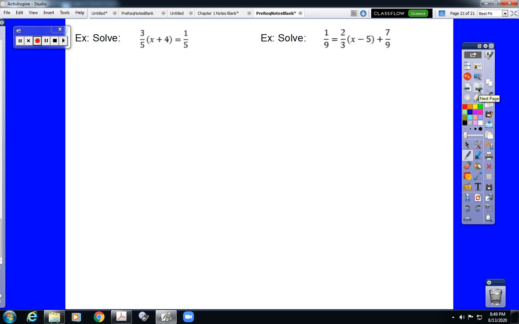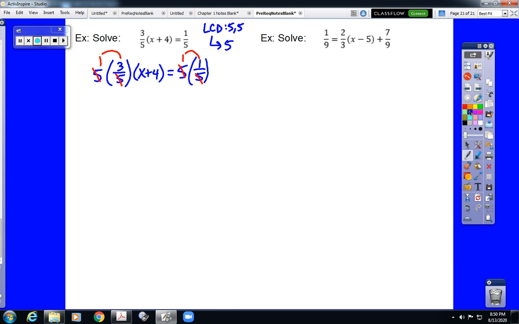You'll notice that we have two fractions, 3/5 and 1/5. So our LCD of 5 and 5 is clearly 5. So we do 5 times 3/5, and we completely ignore the fact that there's an x plus 4, and 5 times 1/5. Divide. 5 divided by 5 is 1. 5 divided by 5 is 1. Multiply. Gives us the expression without fractions. 3 times x plus 4 equals 1. From there, we would solve that equation like every other one we've done.